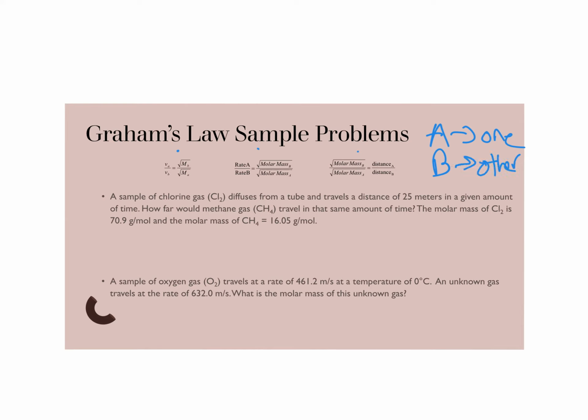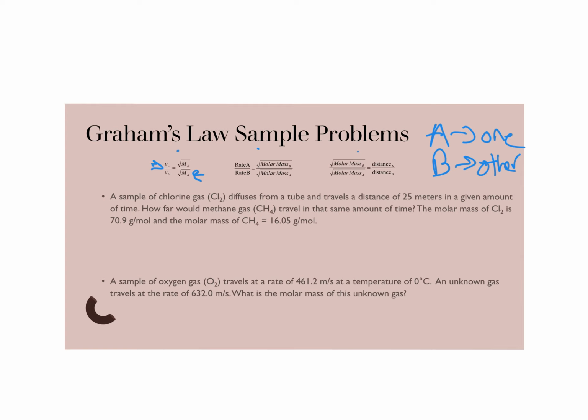So when you're looking at your gases, you can see that for the first one, the velocity of A goes here, but the mass of A goes here. If we're looking at this first problem, chlorine gas, it doesn't matter which way you describe it. Chlorine can be the A or the B, you just have to be consistent. A sample of chlorine gas diffuses, so we know what that means from the last topic, and travels a distance of 25 meters in a given amount of time. How far would methane travel in that same amount of time?